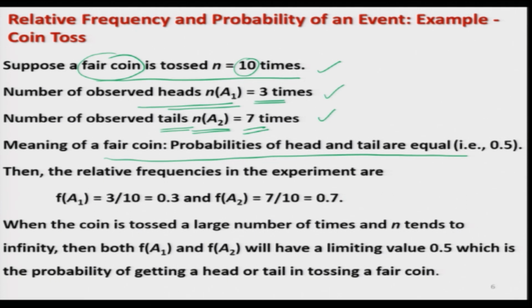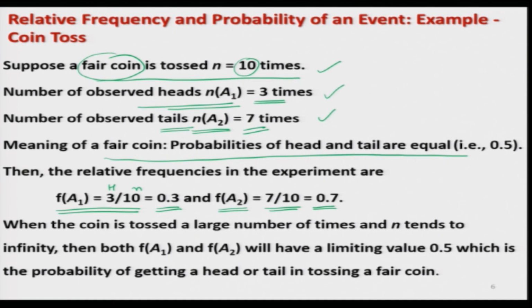Now, in this case, if you compute the relative frequencies of the events A1 and A2, they will come out like this. f of A1 will be the number of times you get head divided by the total number of times the experiment is repeated, that is 10. So, this becomes 3 upon 10, which is equal to 0.3. Similarly, the relative frequency of A2, that is observing the tail, becomes 7 upon 10, which is 0.7. So, you can see this is 0.3 and 0.7, but you have always been told that the probability of getting a head or a tail is simply 0.5.